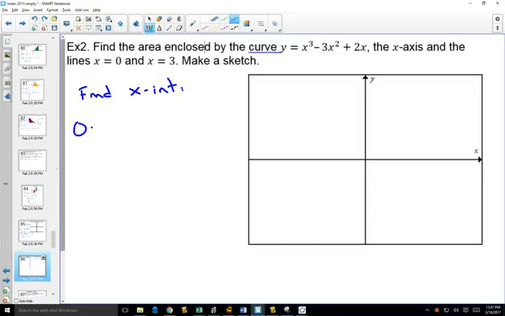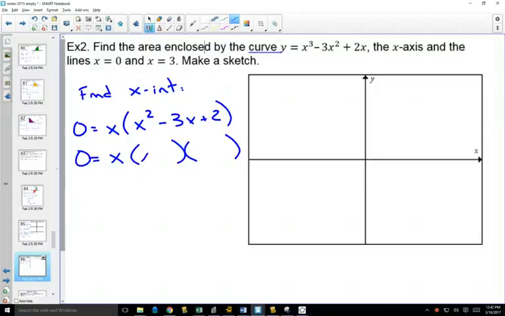Can you factor that? Well, there's a common factor of x, leaving me with x squared minus 3x plus 2. x minus 2, x minus 1. So we get 3 x-intercepts relatively easily. We know that it's at x equals 0, at x equals 1, and at x equals 2.